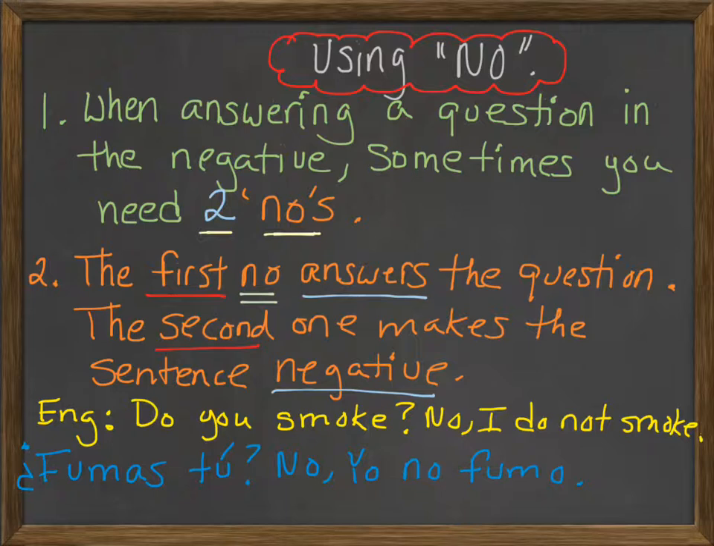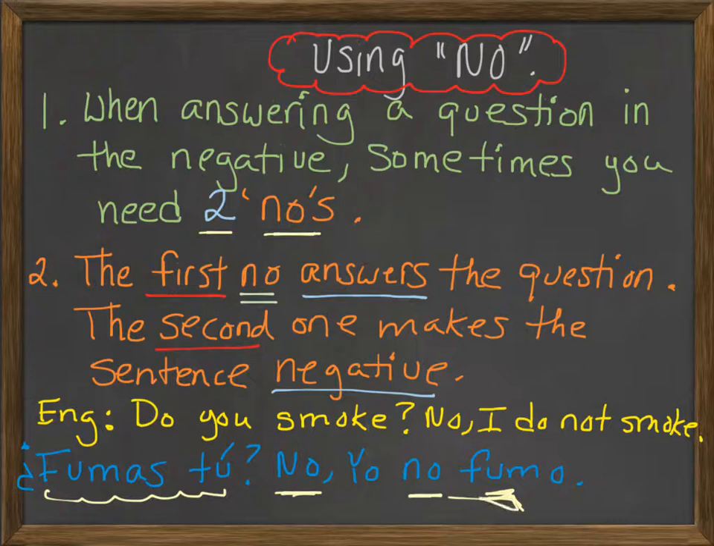So that's what I wrote here in number 2. The first no answers the question. The second one makes the sentence negative. So for example, in English, if I said, do you smoke? No, I do not smoke. Okay, so if we translate this to Spanish, the question would be fumas tú, and that means, do you smoke? And the answer is no. That's the answer to the question, no. Okay, I don't smoke. Notice how the second no is needed to make the verb negative.